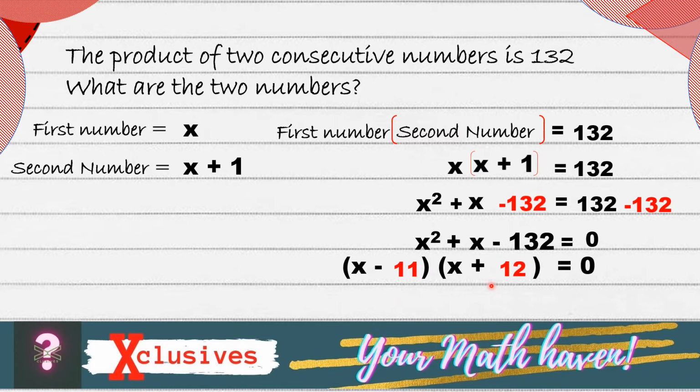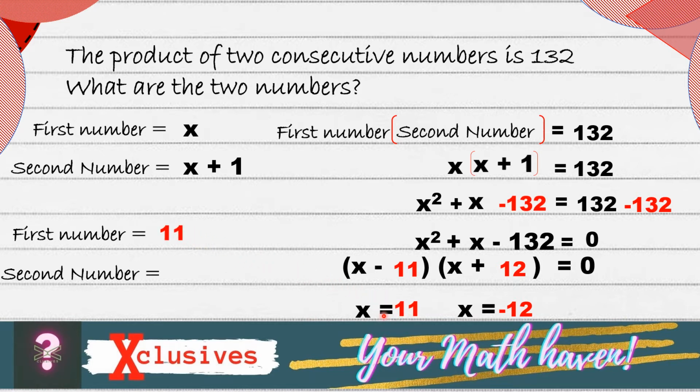Now using the zero product property and by simplifying, our first root is positive 11 and our second root is negative 12. In the problem, it is not stated that the two consecutive numbers are positive or negative. So let us use positive 11 first. Our first number will be 11, and for our second number, that is x plus 1, so that is 11 plus 1, which is 12.